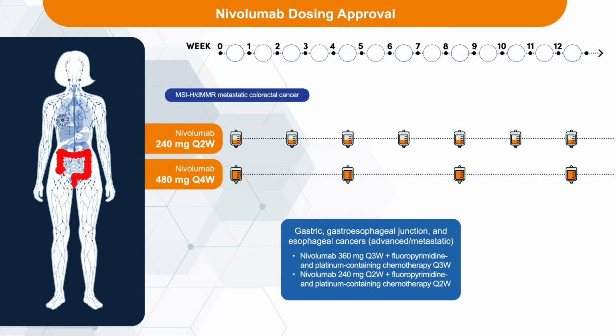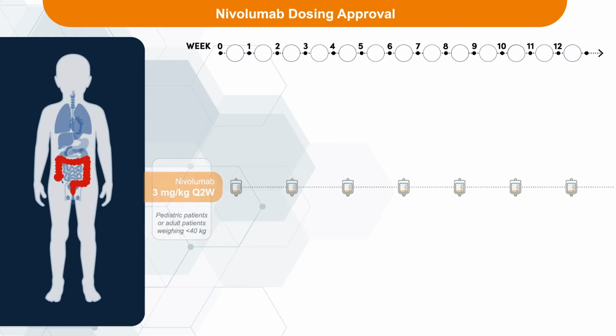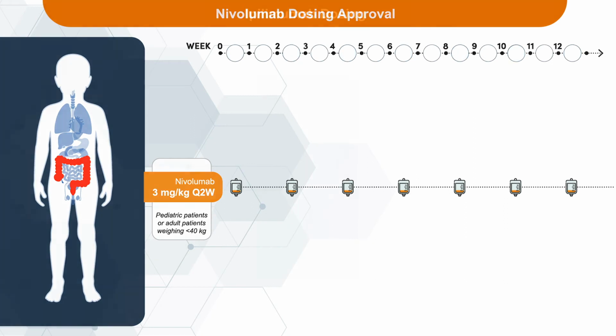For patients with MSI-high or mismatch repair deficient metastatic colorectal cancer, adult patients may receive nivolumab at 240 milligrams every 2 weeks or 480 milligrams every 4 weeks, where pediatric patients or those weighing less than 40 kilograms receive nivolumab at 3 milligrams per kilogram every 2 weeks.